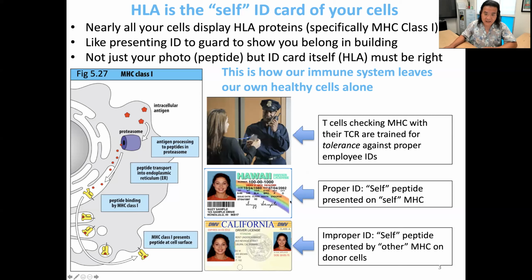So if your body is used to or expecting to deal with the Hawaii driver's license being the thing that's presenting an example of a peptide, for example, in both these cases, this is you, right? A totally normal peptide coming from a totally normal cell. Depending upon the ID type that's used, though, things can get kind of messy.